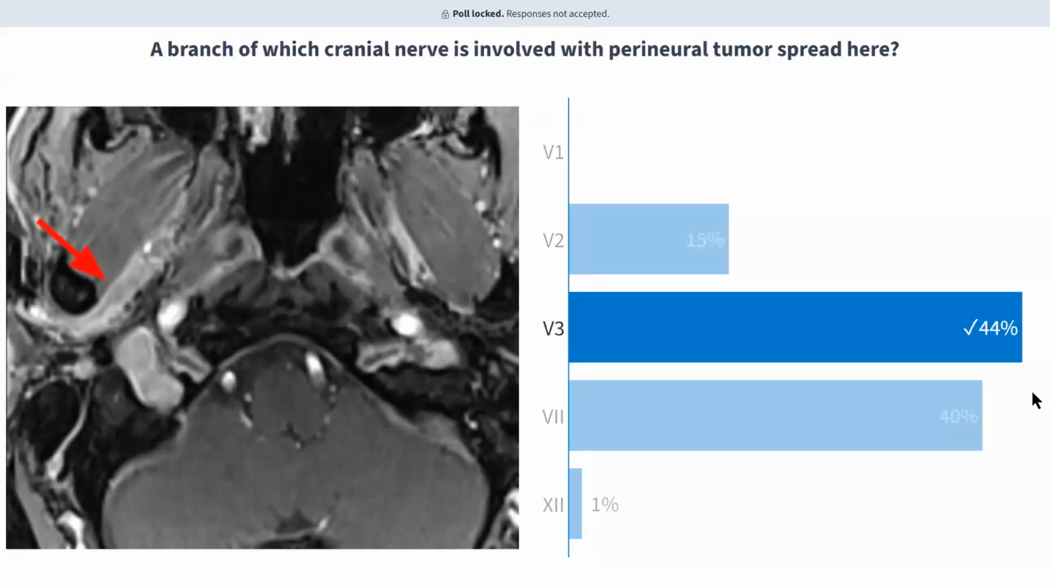Okay, the correct answer is V3, and a plurality got it correct. V3 is the right answer here. Specifically, this is the auriculotemporal nerve, which is a branch of V3.